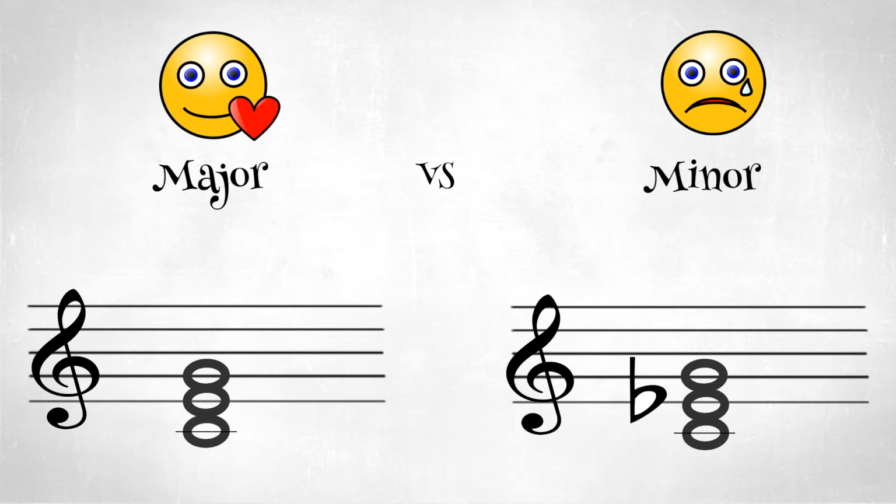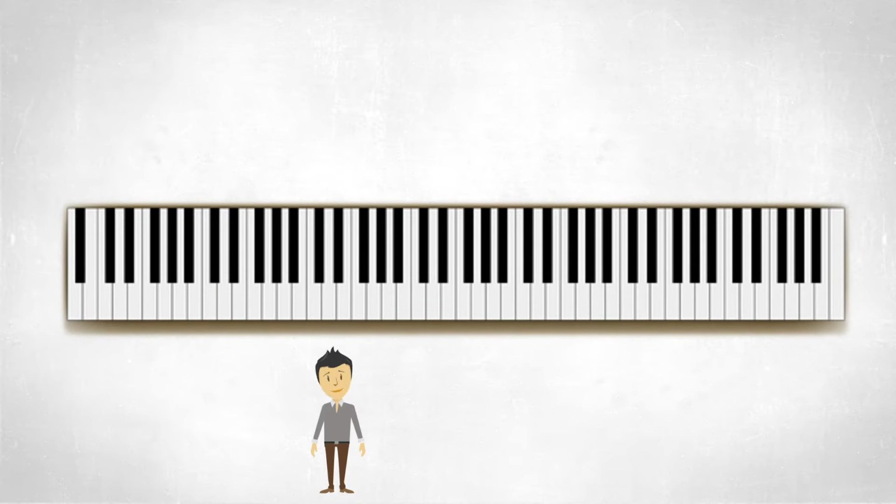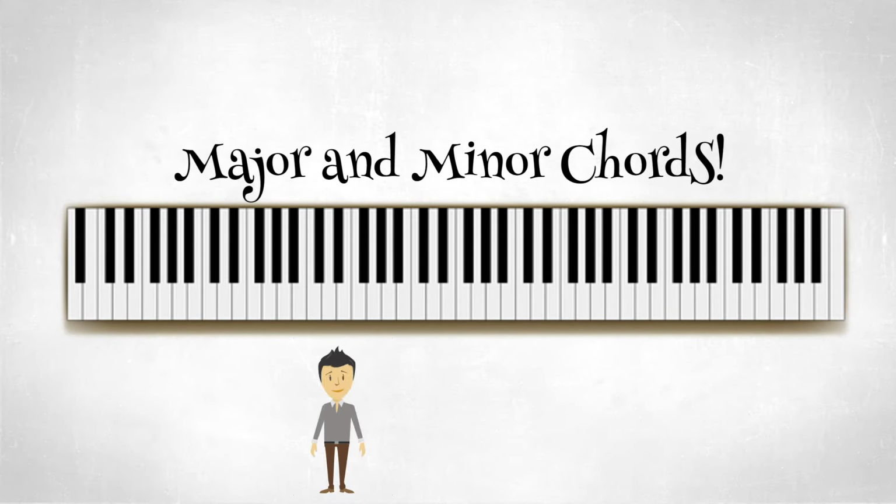When we hear music that is happy, it's probably using major chords. And when we hear music that is sad or scary, it's probably using minor chords. Let's take a look at the piano to see how we would play a C major and minor chord.